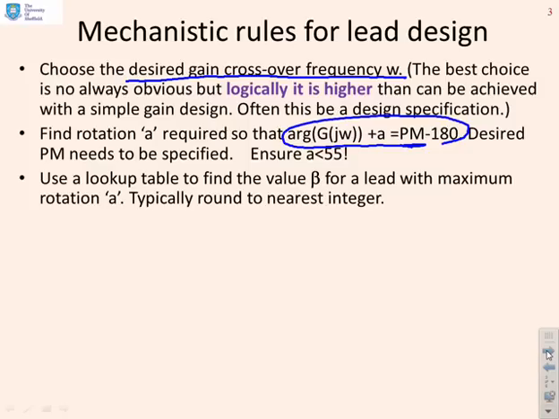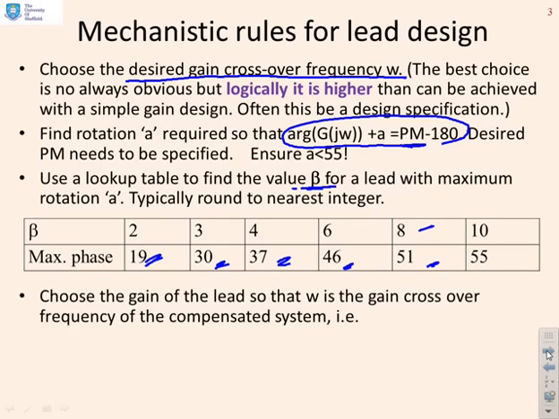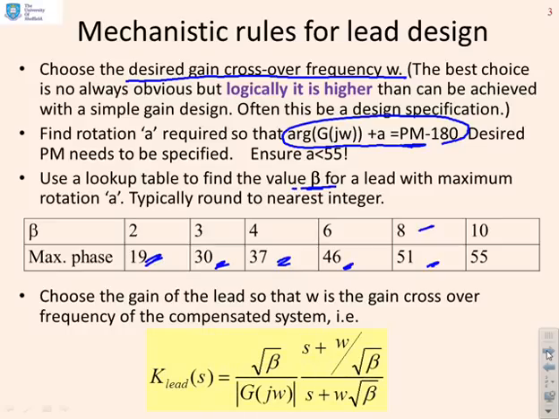Right, once you've found the required phase rotation a, you use the lookup table to find the required beta value for your lead. So here's the table here. You'll see that the phase rotations are given in this row and the corresponding beta in the top row. And I would recommend you just do it to the nearest integer because the differences are small otherwise. Then what you need to do is choose the gain of the lead so that omega is indeed the gain crossover frequency, and we gave you an explicit formula to make sure that happens, and this is the formula here.